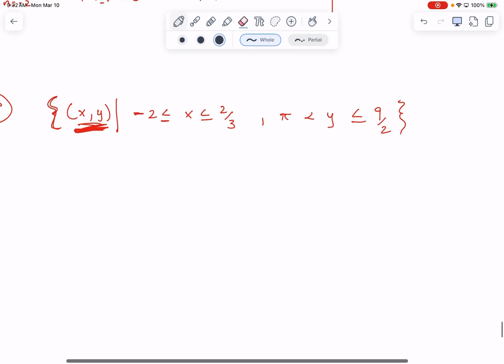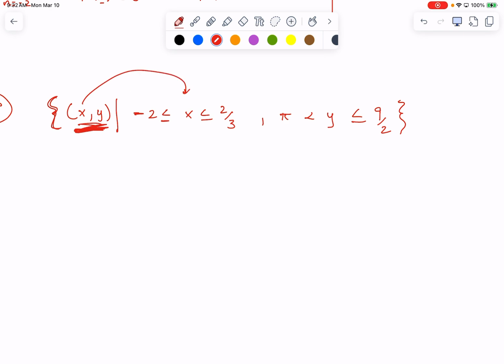So I want to come up with this, and here's what they tell us. They tell me the X values are between negative 2 and what? 2/3. This is like -2, a bracket, -2, comma, 2/3 bracket. You don't have to do this. Sorry, that would be the x's. It's from -2 to 2/3. The y's would be from what? It's from pi to what? 9/2. That's the y value. So what I want is all my x's to be satisfied according to this, and all my y's to be satisfied according to this.